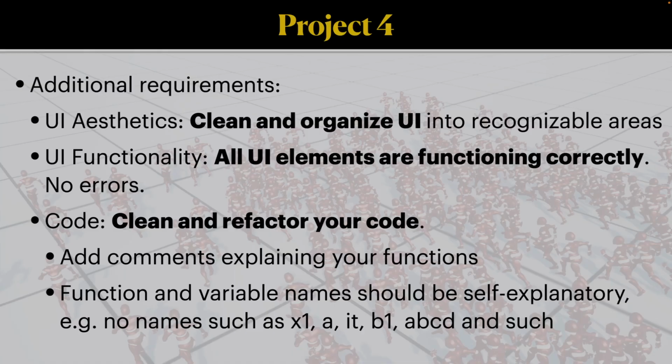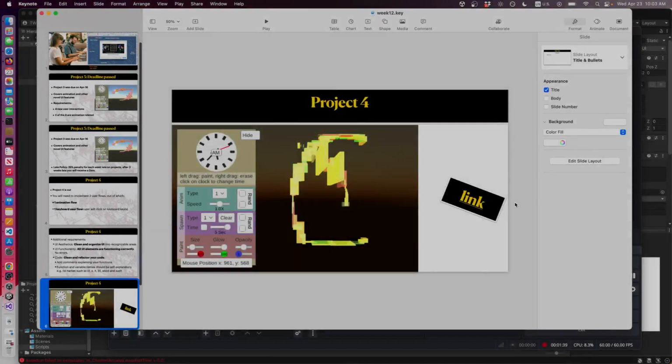Also, if you have variable names that are weird, like X1A, IT, B1, that's bad. Each name should be self-explanatory. You need to pretend as if someone else is going to read your code and examine it. And here's an example of the code.